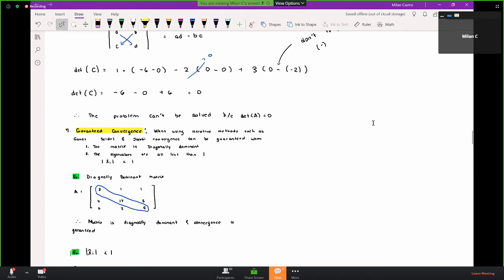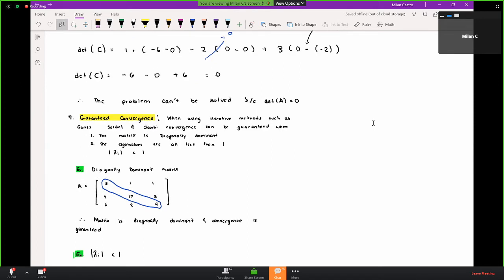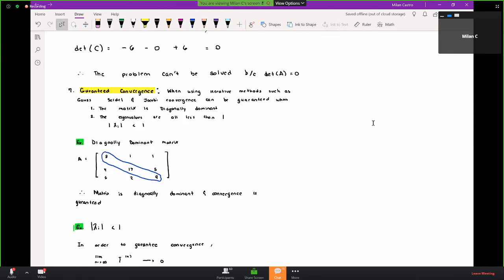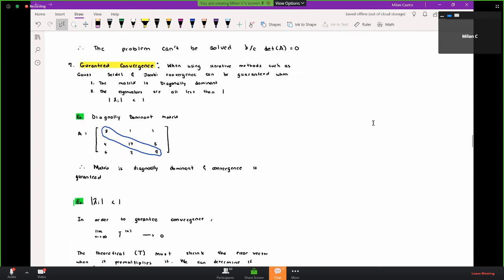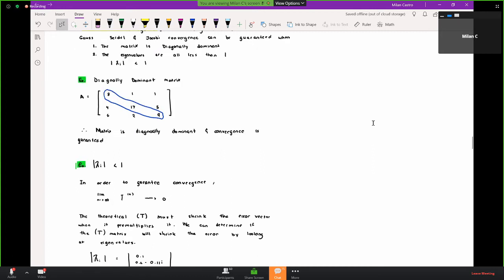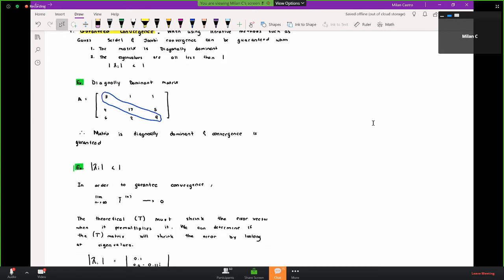All right. So when are we guaranteed convergence when we're doing these problems? When we're using iterative methods such as Gauss-Seidel and Jacobi, we can guarantee convergence when the matrix is diagonally dominant and the eigenvalues are all less than 1. We already went over how to find out if a matrix is diagonally dominant, but what do you guys know about eigenvalues?